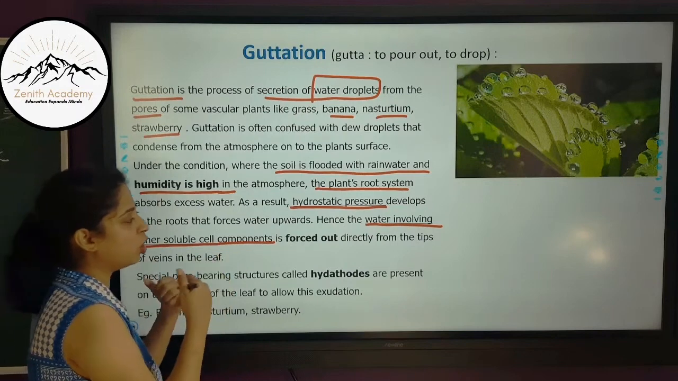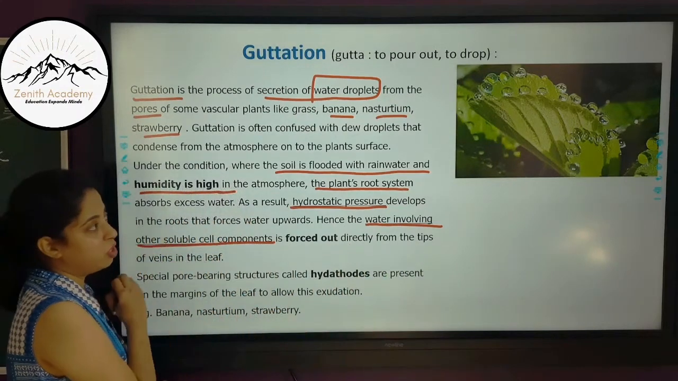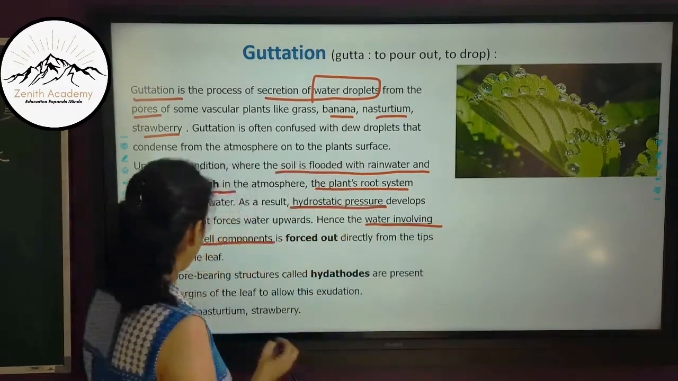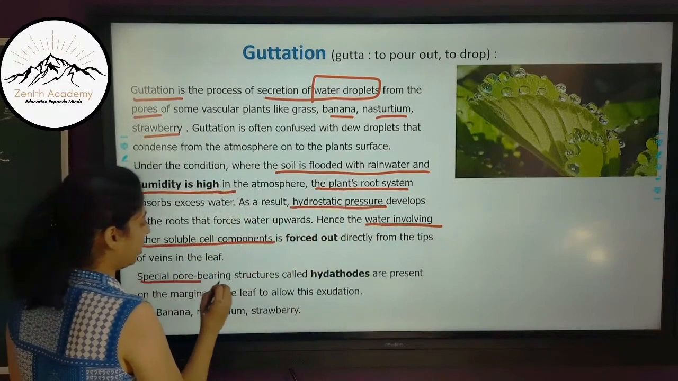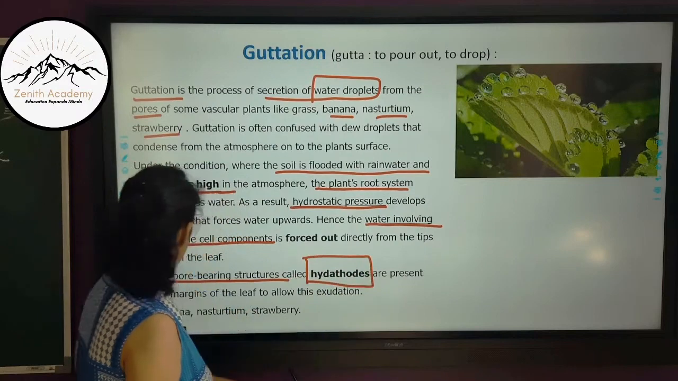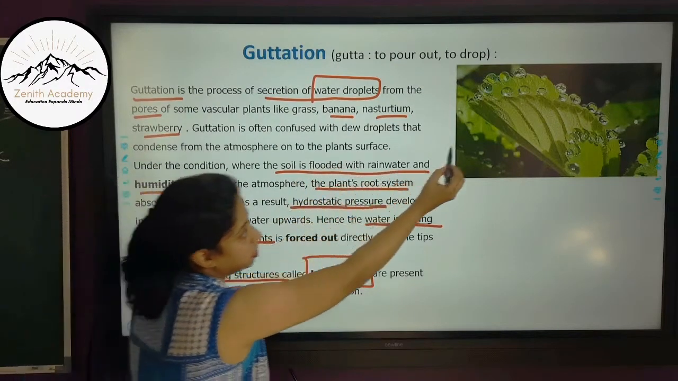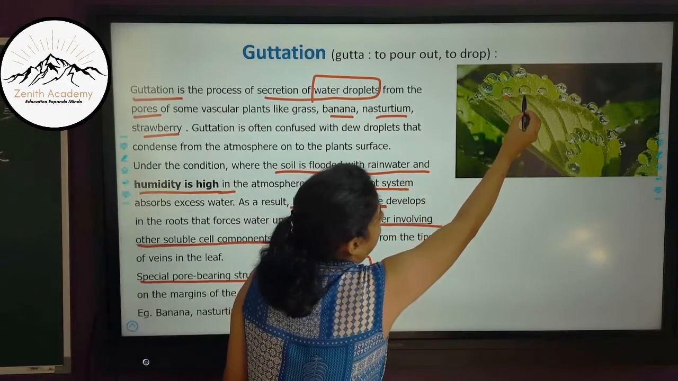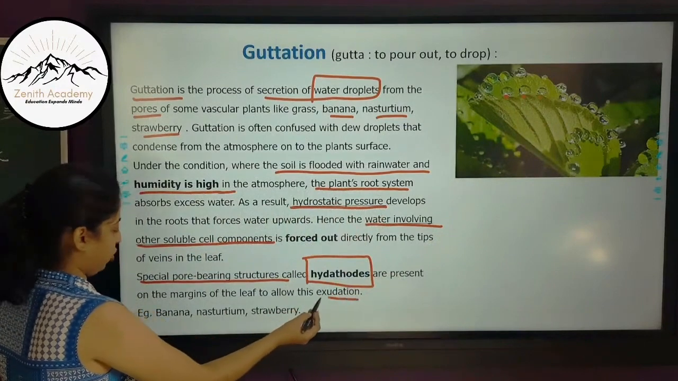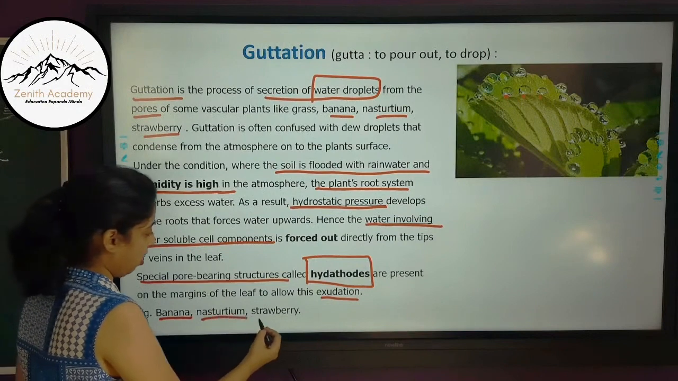Now this water is forced out directly from the tips of veins in the leaf. So if you see here, it is at the tips of the veins. Now there are special pore bearing structures called hydathodes, which are present on the margins of the leaf. So you can see they are present on the margin of the leaf, these pores out of which the water droplets are coming out, to allow this exudation. So this happens especially in case of banana, nasturtium and strawberry.